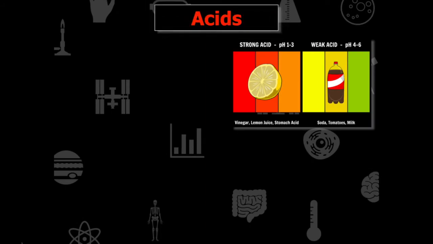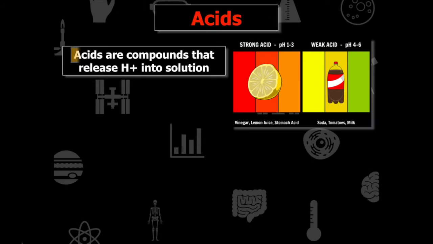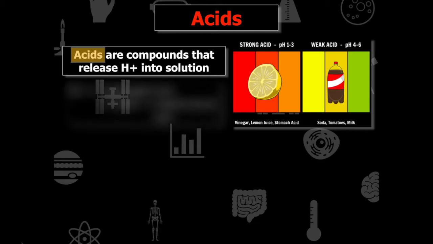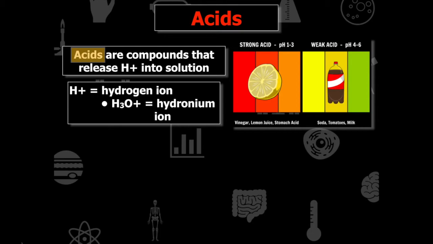So if we're thinking about this, we have a variety of different acids here. An acid is a compound that releases H plus ions into the solution. H plus is the hydrogen ion, and H3O plus is another way of representing this. H plus and H3O plus mean the same thing. We're talking about the same hydronium ion. H plus is the shorthand way of writing this.